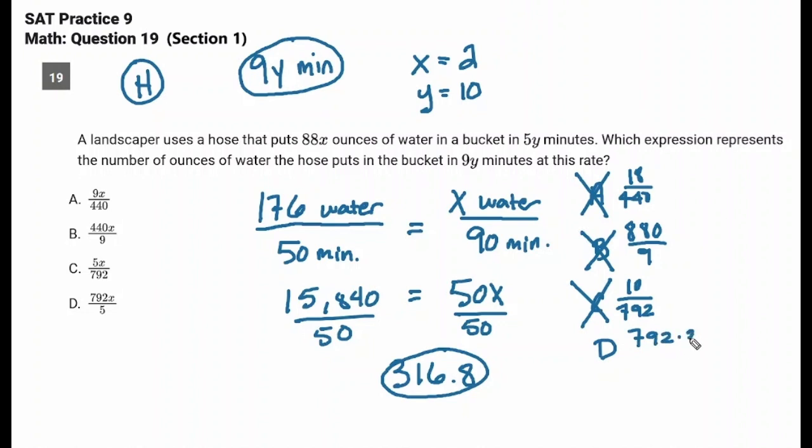792 times 2 over 5. Obviously calculator math. Guess what? When you do that math, you're going to get 316.8. So D's the answer. You get it right, you move on really quick, and I want to remind you that it does not matter what numbers you plug in. Any numbers will work.